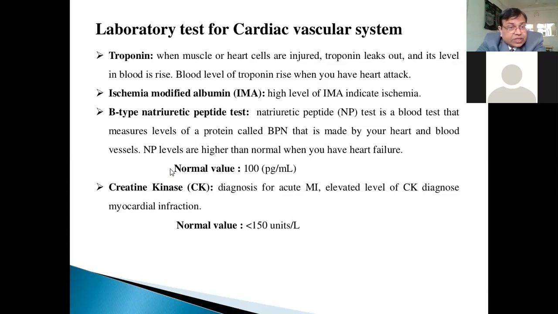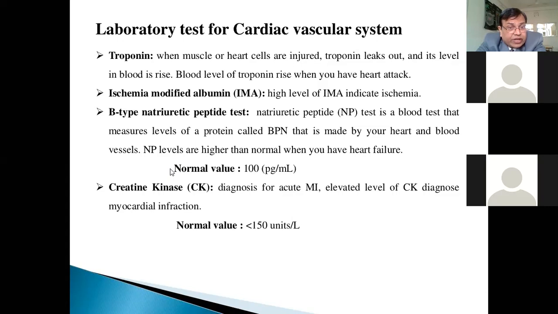Now, second is ischemia modified albumin, that is IMA. A high level of IMA indicates ischemia. Ischemia is a condition in which your heart muscles are getting less oxygen, and the oxygen reaching the heart muscles is very low. That condition is called ischemia.